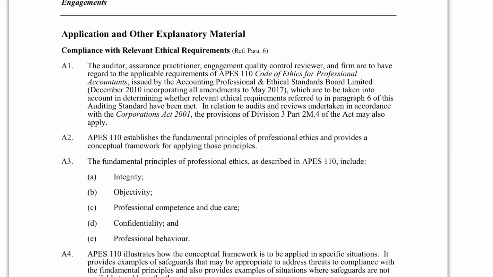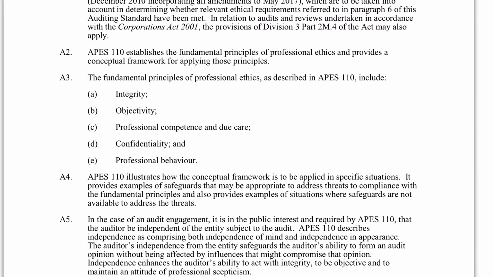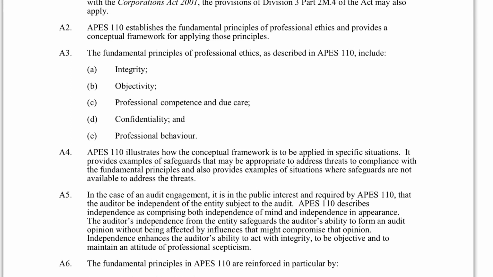Again, like most standards, there is some explanatory material which says, well, APES 110 is our set of ethical standards, and if in doubt, always fall back to the fundamental principles. So act with integrity and honesty. Be objective, so we're not influenced in any way. We have the right skills by having professional competence. That's skills and competencies, and due care by making sure that we apply ourselves 100% of the time.